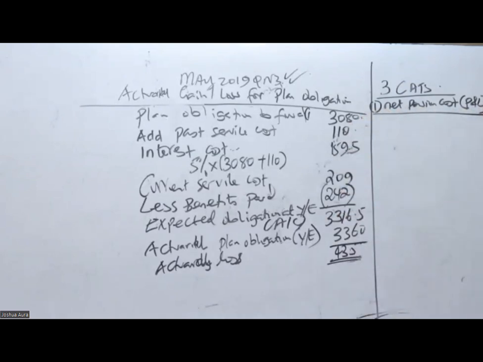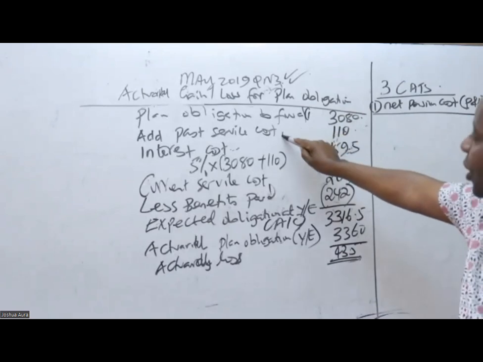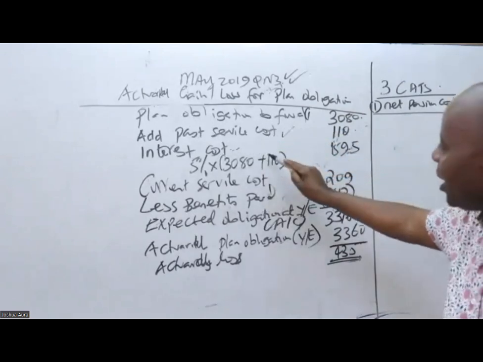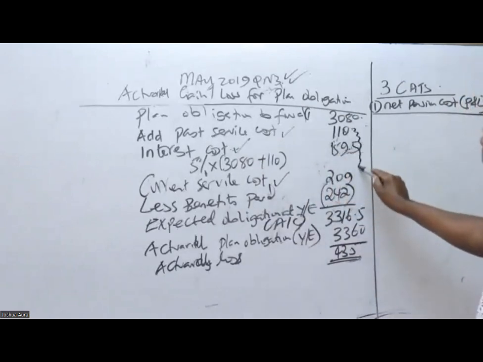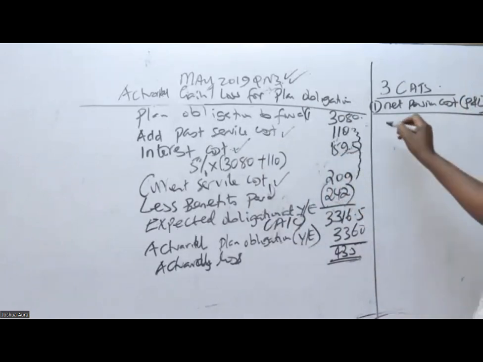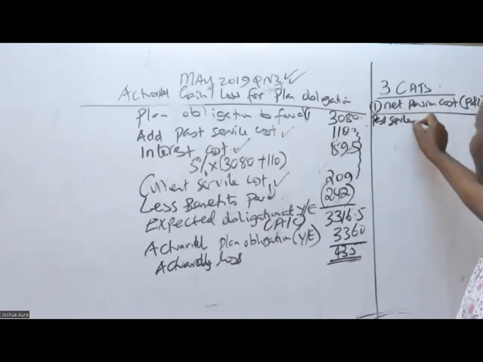So the net pension cost is easy. You start with the first service cost of 110.